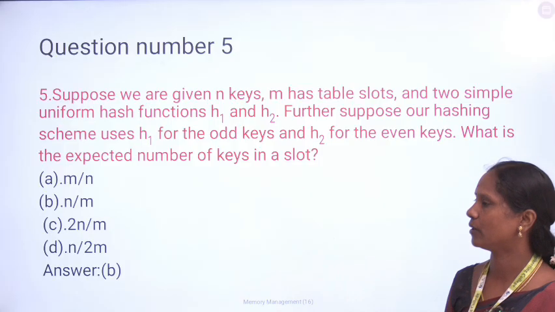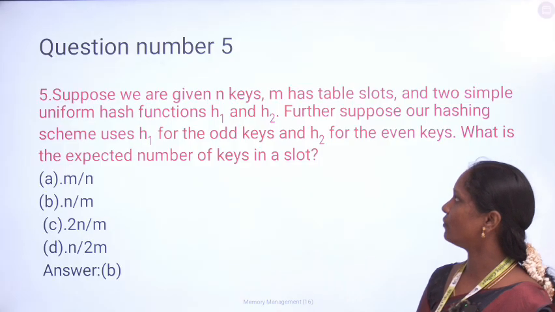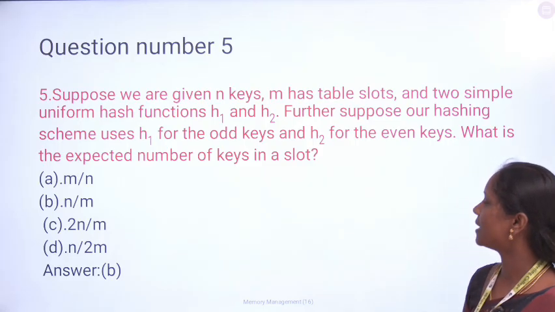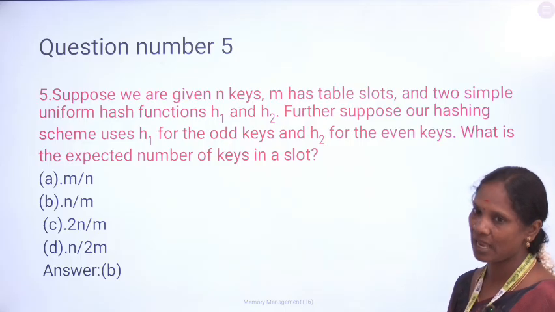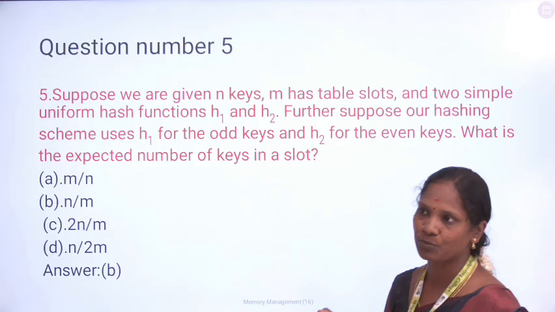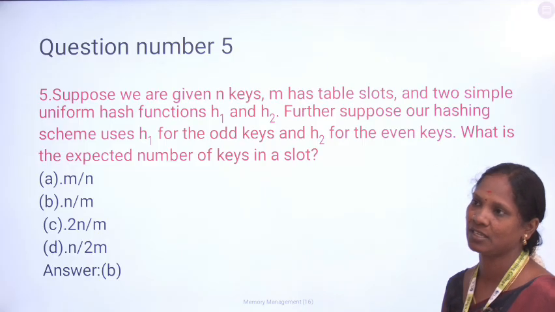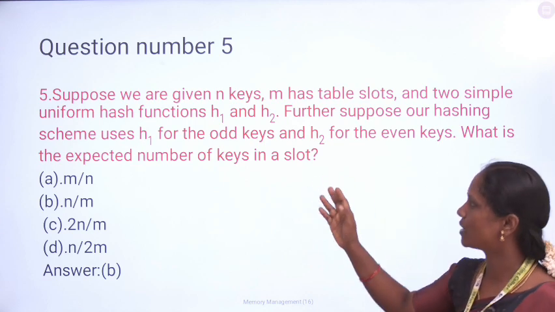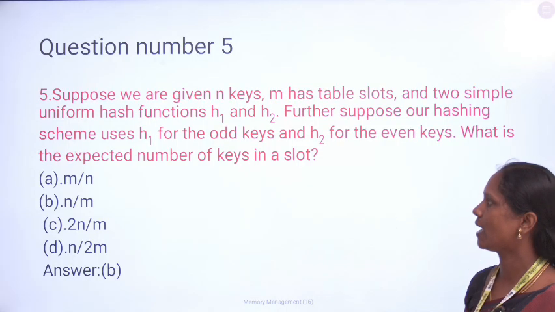And then question number 5. Suppose we are given n keys, m hash table slots. Here m is the number of slots in the hash table, that means linear search, slot 1, slot 2, slot 3. And then two simple uniform hash functions, h1 and h2.